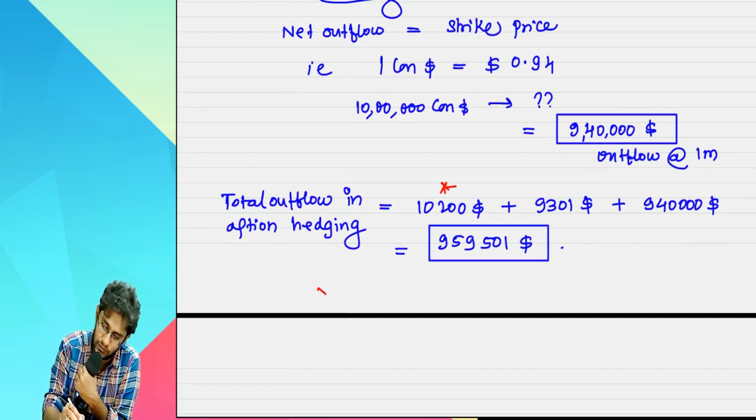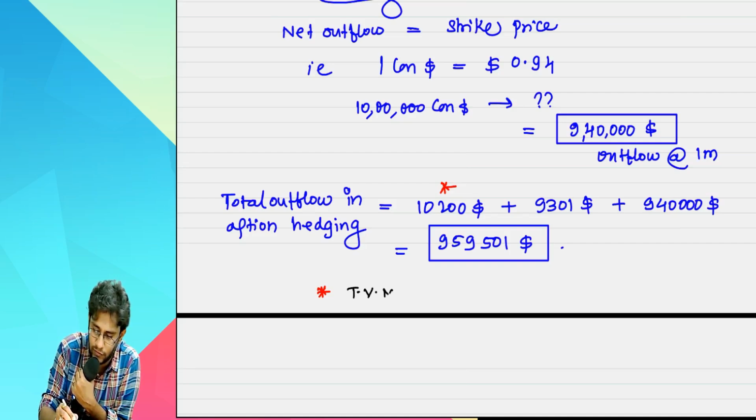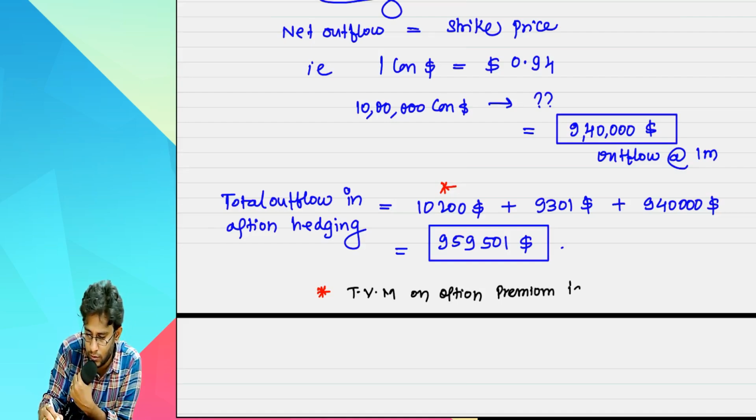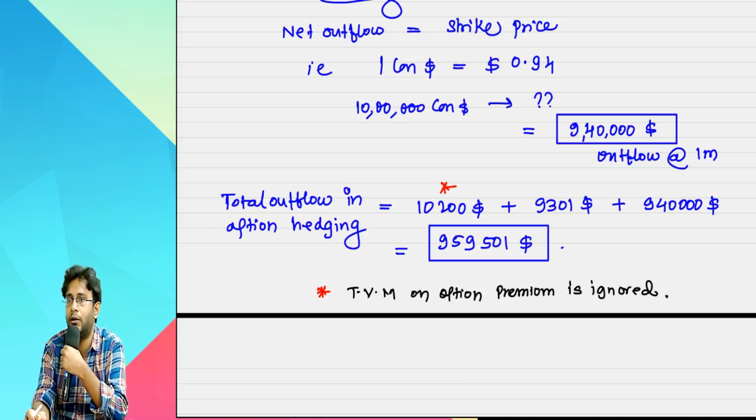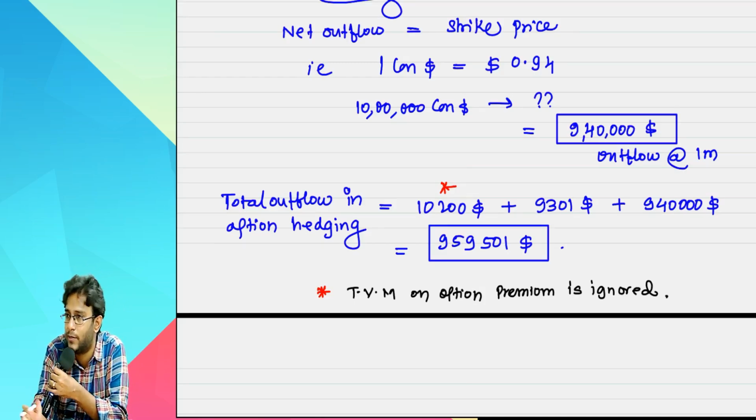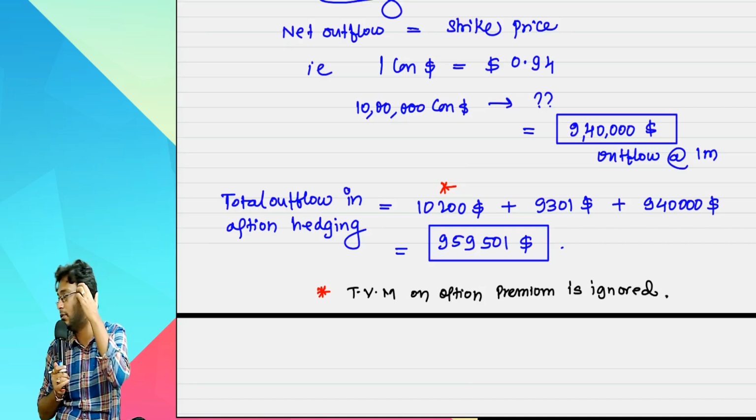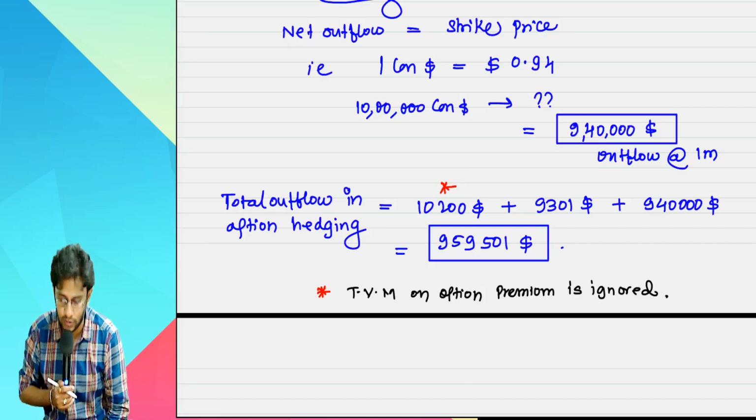What is the star mark? Time value of money on option premium. Note. If somebody doesn't have a choice also actually. Why? Interest rates are not given. Earlier some money market hedge was there in the question, so interest rate was there. Now that also is not there. They don't have a choice also.